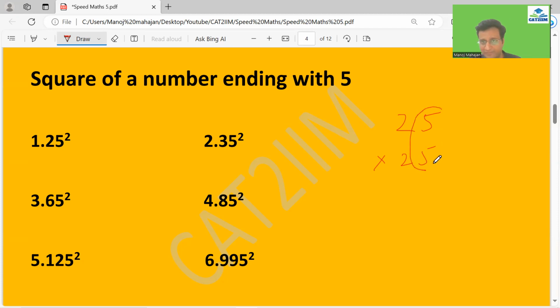So what is 5 plus 5 over here? The unit digit sum 10. And the remaining digits are same. That is 2 in both the cases. So 5 into 5, 25. 2 into next number, that is 3. So that is 625. So this answer is 625.